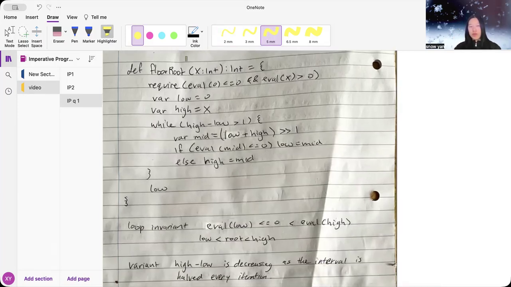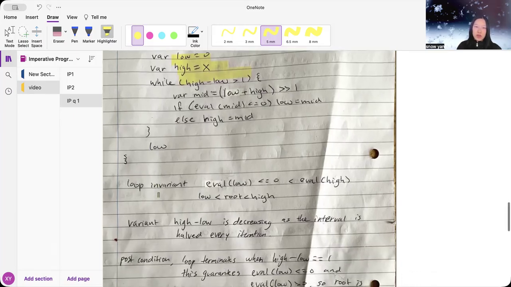def floor_root(x: int) -> int, and then this is the precondition. Then we just define a variable low and a variable high as 0 and x. While high minus low is greater than 1, so basically when it's equal to 1 we want to stop. Then we have our middle value, which is just (low plus high) divided by 2. If evaluate(middle) is smaller than or equal to 0, then we update the low. Otherwise, we update the high. And then we return the low value at the end, when the difference is equal to 1.